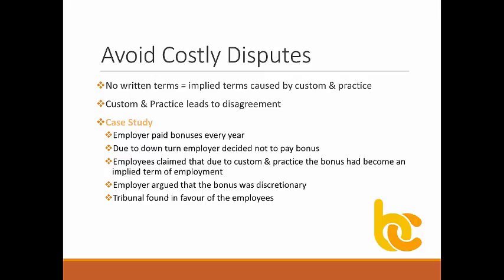So when we look at the agreement between an employer and an employee, it is usually made up of 2 types of terms. Your express terms, which are those that are written down, they're in writing, they're in your contract of employment. But secondly, you have your implied terms, and these are unwritten terms, and they tend to have developed over time. And when we talk about a term that has developed over time, we talk about custom and practice.